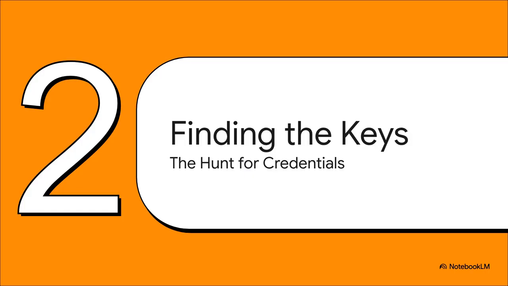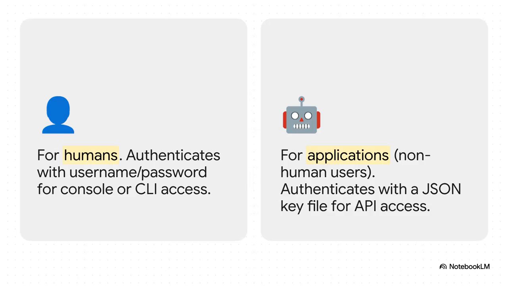Okay, so the attacker's got the lay of the land. They understand the rules. What's next? Well, their main goal becomes crystal clear. They need to find the keys to the kingdom. They have to get their hands on some credentials. In Google Cloud, there are basically two types of keys they're looking for. You've got your standard user accounts for people, right? Username and password. But the real prize, the thing attackers are really after, is a service account. These are for applications, for non-human users, and they use a downloadable file, a JSON key, to authenticate. If you find one of those, you can start automating your whole attack.